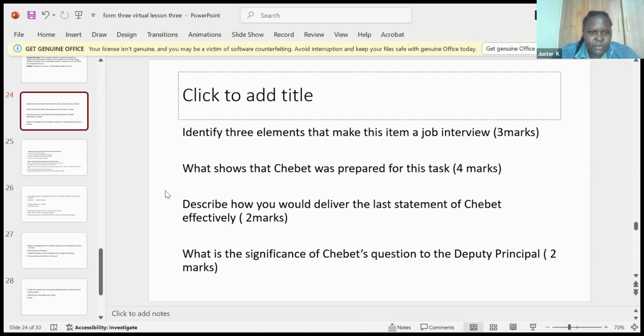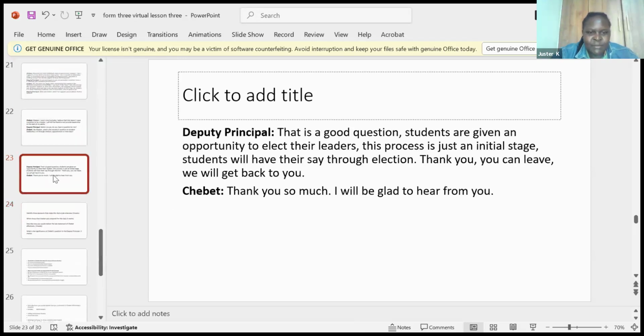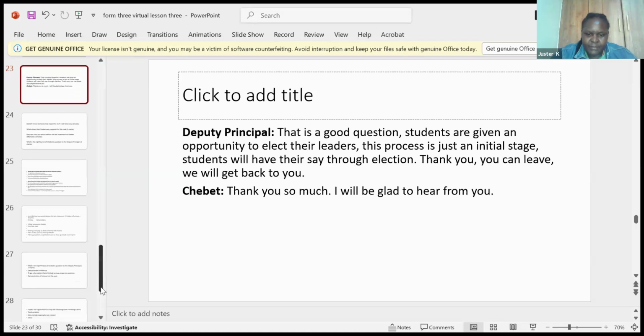Okay, then we have these other questions. Describe how you would deliver the last statement of Chebet effectively. Let us look at that last statement by Chebet. The last statement by Chebet is, "Thank you so much. I'll be glad to hear from you." How would you deliver that effectively? Anyone willing to try?